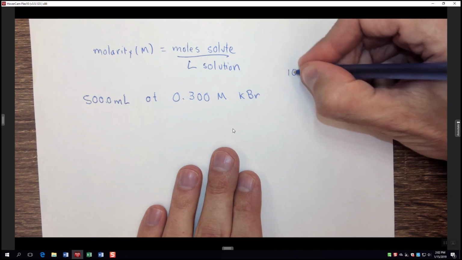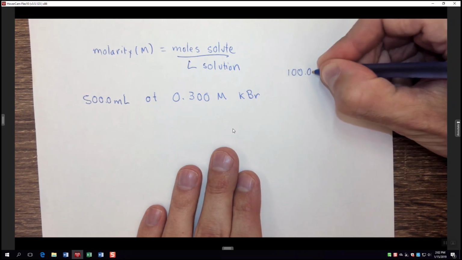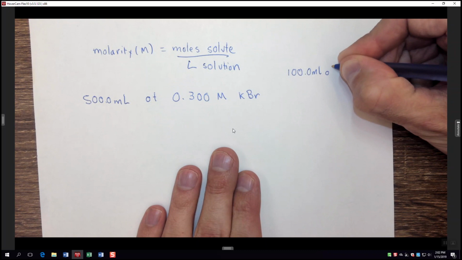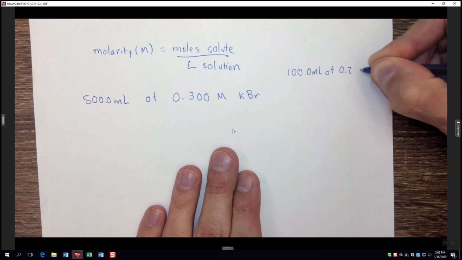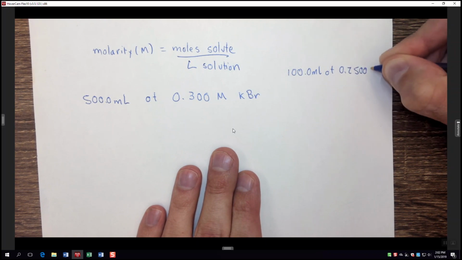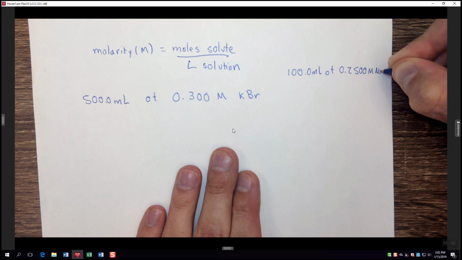So again, something that's relatively easy to measure, conductivity, you just stick in a conductivity probe, allows us to find something that's relatively hard to measure, which is concentration, using a calibration curve.